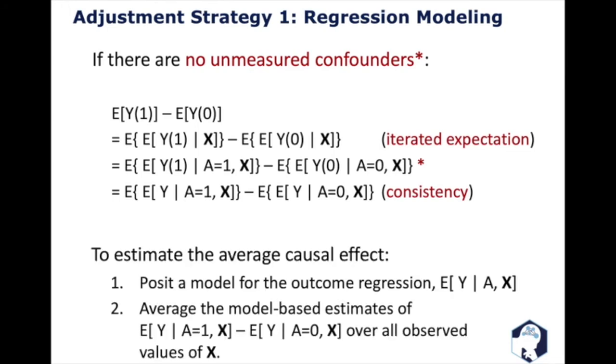So the above derivation suggests our first strategy that we'll talk about for adjusting for confounders, which is using regression modeling. And so this suggests that to estimate the average causal effect, we might posit a model for the outcome regression, the expected value of Y given A and X, and then average the model-based estimates of the difference of these conditional expectations over all the observed values of the confounders X.